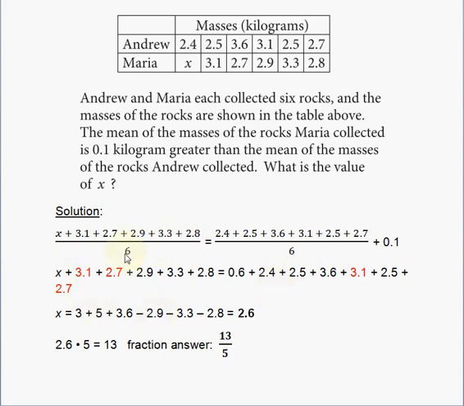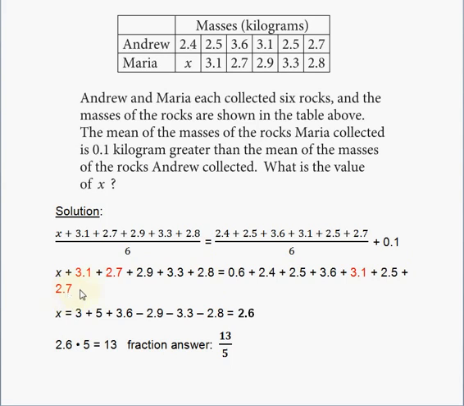So guess what? Multiply both sides by 6 after that, right? So you get rid of the fraction and you have 0.6 here because 6 will multiply 0.1. So you'll have x plus 3.1 plus 2.7 plus 2.9 plus 3.3 plus 2.8. So in other words, just the numerator remains, and then the numerator remains for these 6 values, and then 0.6 instead of 0.1 because of the 6 multiplying it, right? So you have 0.6 plus 2.4 plus 2.5 plus 3.6 plus 3.1 plus 2.5 plus 2.7.